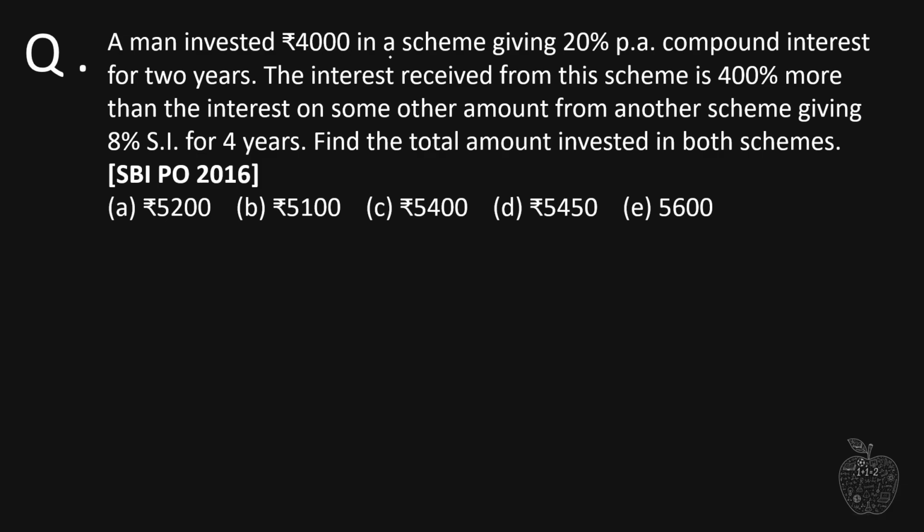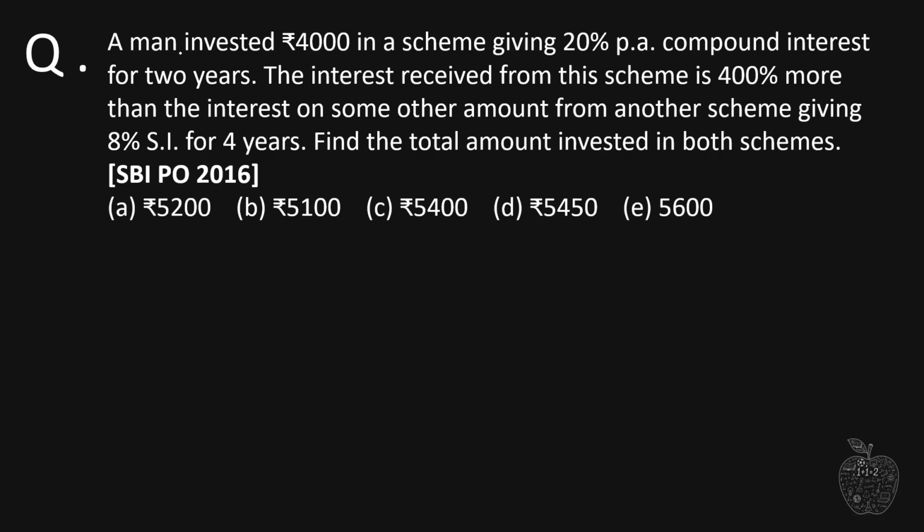A man invested 4,000 in a scheme giving 20% compound interest for 2 years. The interest received from this scheme is 400% more than the interest on some other amount from another scheme giving 8% simple interest for 4 years. Find the total amount invested in both the schemes.